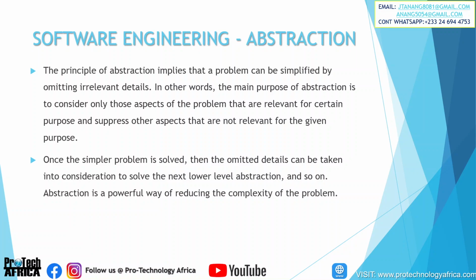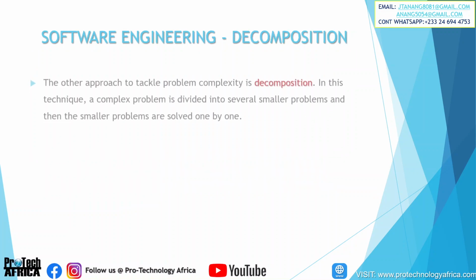Abstraction is a powerful way of reducing the complexity of a problem. With the help of abstraction, we can break problems down into smaller units and tackle them one after the other, considering the ones that are of great importance, the ones that are relevant, and then we look at the irrelevant ones later. Right, so that is abstraction.